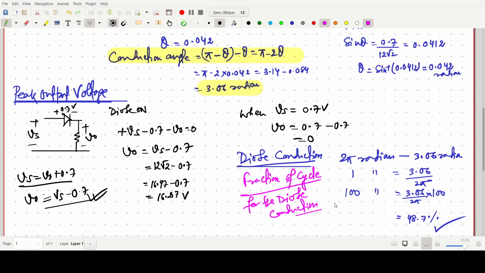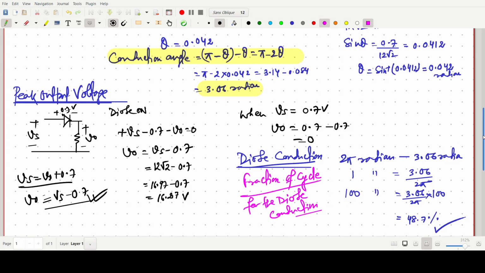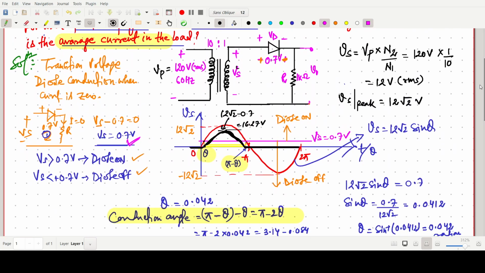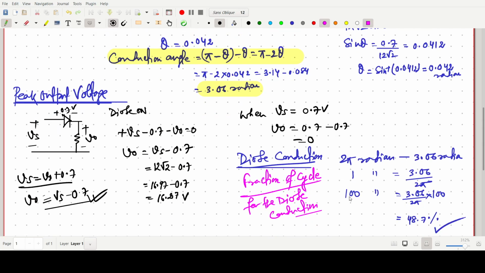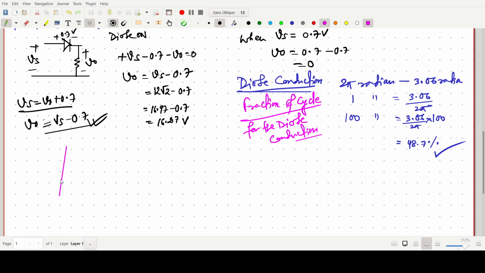Now we have to find the next one, the average output voltage and average output current. The third point, average output voltage. The average output voltage we have to find over the period 1 by 2 pi. Before that, our output waveform we have already found. This point is theta, pi minus theta, v naught, and theta. This point is our 12 root 2 minus 0.7.